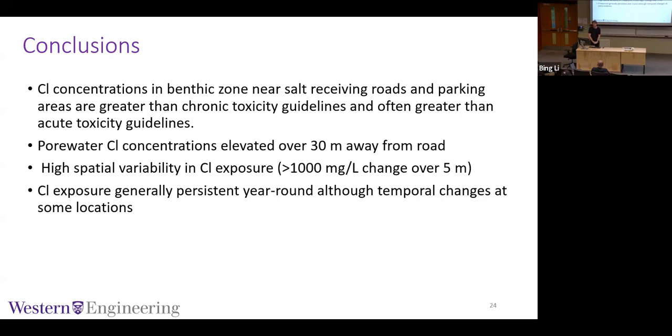Also, the chloride exposure can be very highly spatially variable. However, it seems to be persistent year-round in all the zones where chloride is quite high.